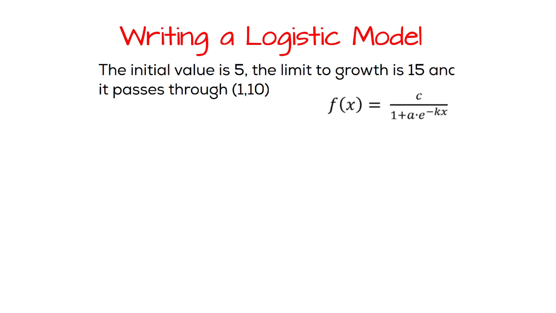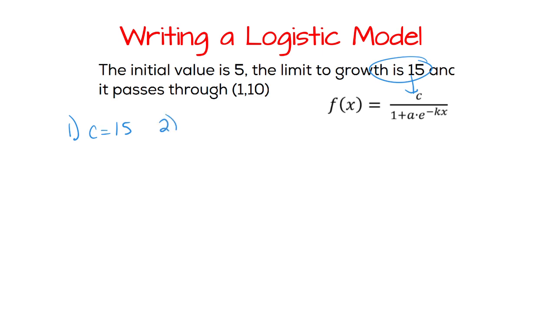All right, we are using the limit to growth. This limit to growth is the C value. That's the easy one. So this is step 1. C is going to equal 15. There's not really any work, but I'm going to make a note that that's the first thing that I do. I figure out what C is.